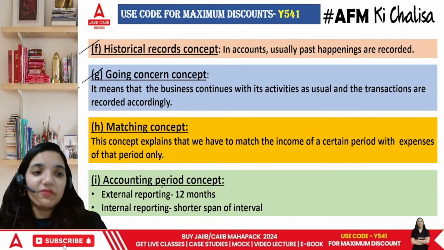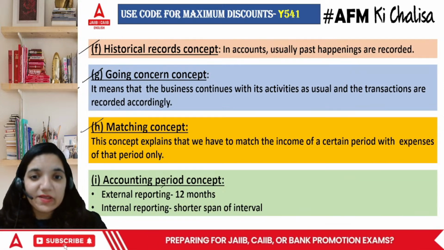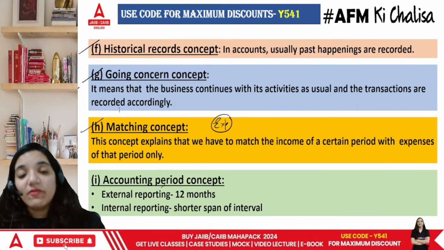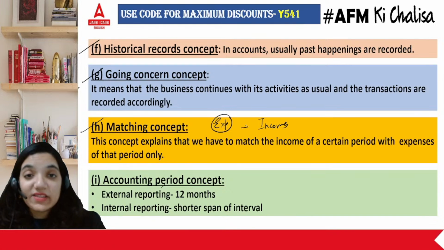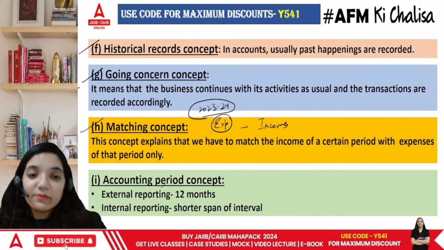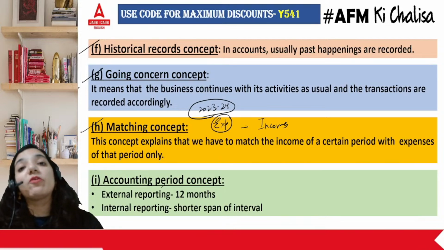Then comes the area of matching concept, everyone. How do we define the matching concept? Matching concept clearly says all the expenses of the business should be compared to all the incomes of the business. That is for 1 year. That is, if I'm talking about 2023-2024, incomes for the year and expenses for the same year will give us the profit for this year.